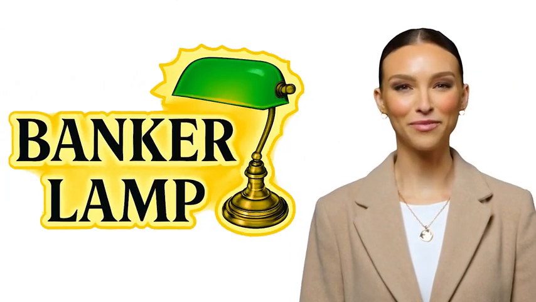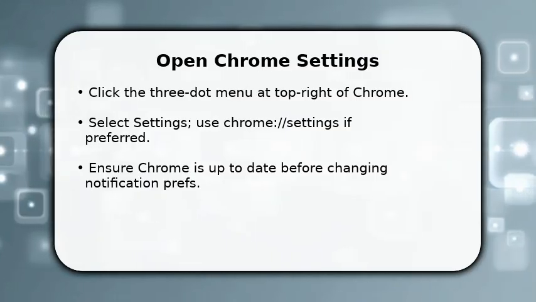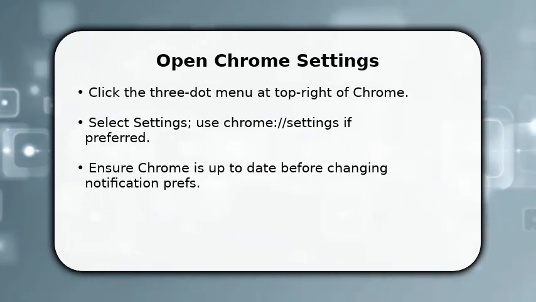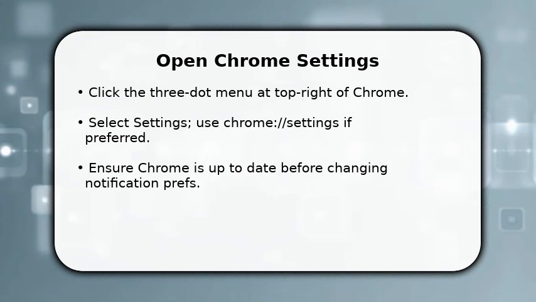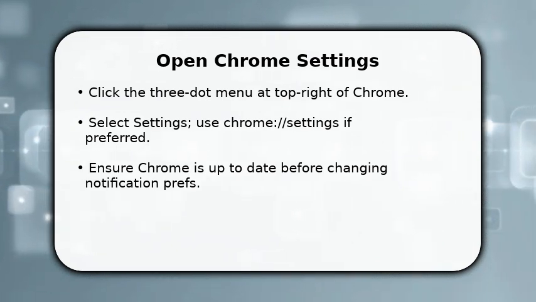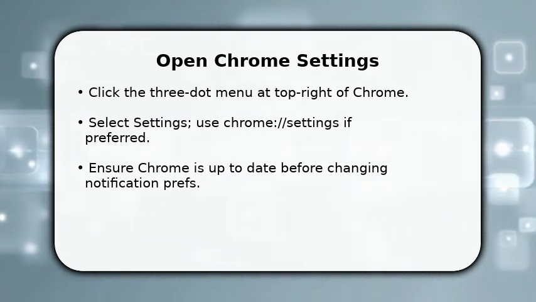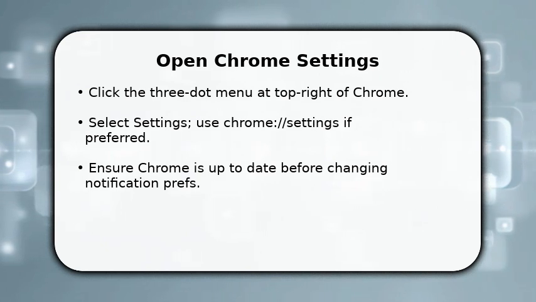Please enjoy the video. You start by opening Chrome and going straight to Settings. This is where permission controls live. Click the three-dot menu, then Settings, or type chrome://settings into the bar. Once there, make sure Chrome is updated so changes stick. Updates can alter permission UIs.